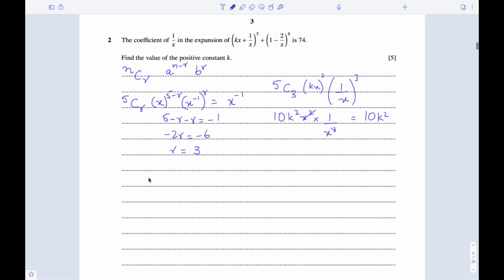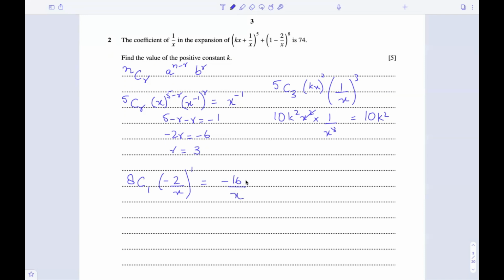For the second expression, again, we can use this method, or we can directly assume that using 8C1, we will get b to the power 1, which is 2 upon x. So we'll get 8C1 b to the power 1, where b is minus 2 upon x. 8C1 is 8. So 8 times minus 2 will be minus 16 upon x.